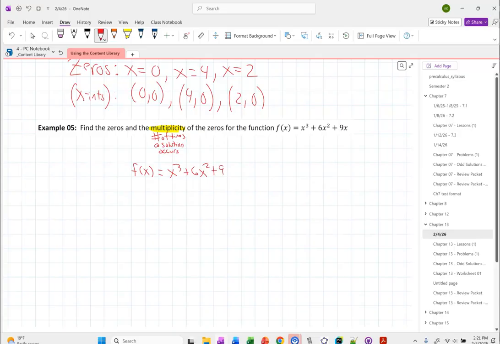When I'm factoring, what's my first step? Greatest common factor. What is the greatest common factor in this case? x. Does there have to be one? No. Okay. How many terms do I have? 3. Is it quadratic? Yes. Is the leading coefficient 1? Yes. So I can short factor this. What are the two numbers that multiply to give us 9 and add to give us 6? 3 and 3.